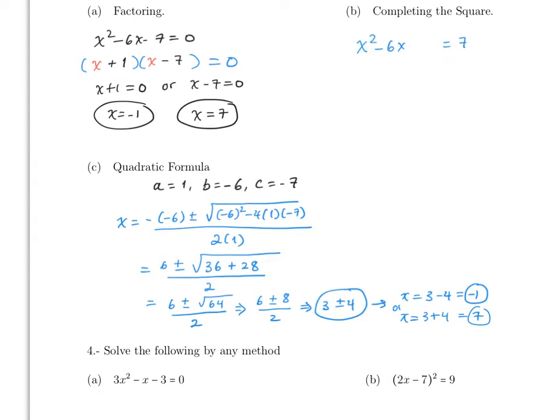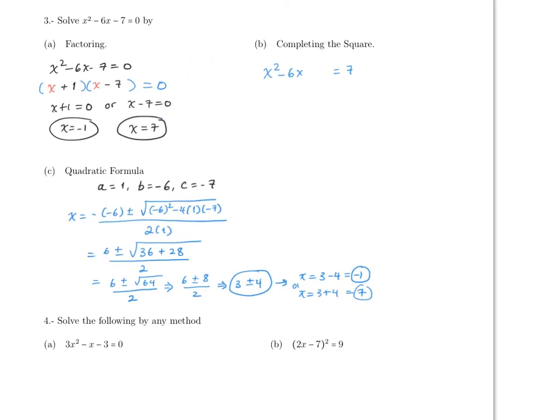Now, to complete the square, we only need the first two terms here, and you move the constant to the other side. Remember, to complete the square, whatever this number is, which in this case is -6, you divide that by 2 and square. So -6 divided by 2 is -3. Then -3 squared is 9, and you add 9 to each side.